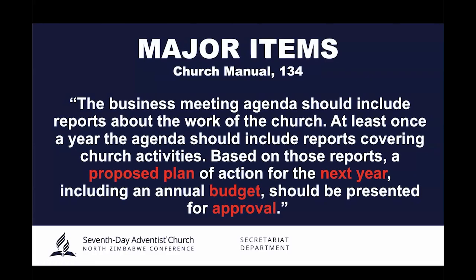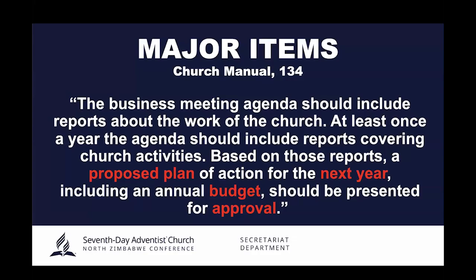Then page 134 says again, the business meeting agenda should include reports about the work of the church. I had hinted this. At least once a year, the agenda should include the reports covering church activities. Based on those reports, a proposed plan of action for the next year, including an annual budget, should be presented for approval. So a proposed plan, that is a calendar, and a budget are supposed to be approved by the church.